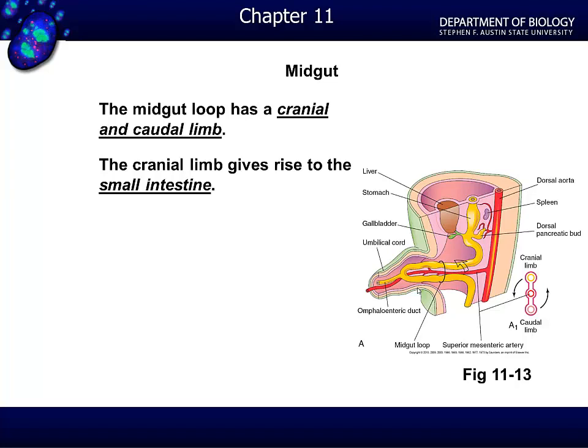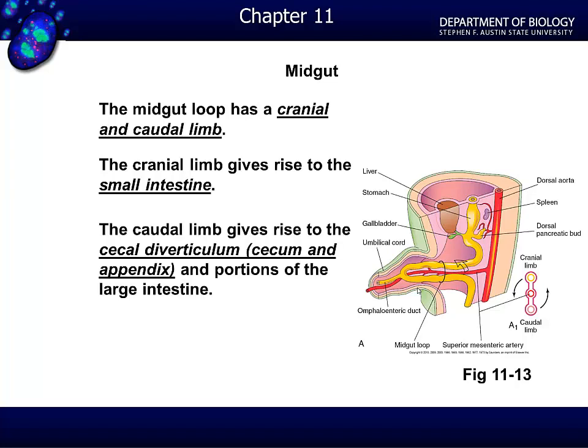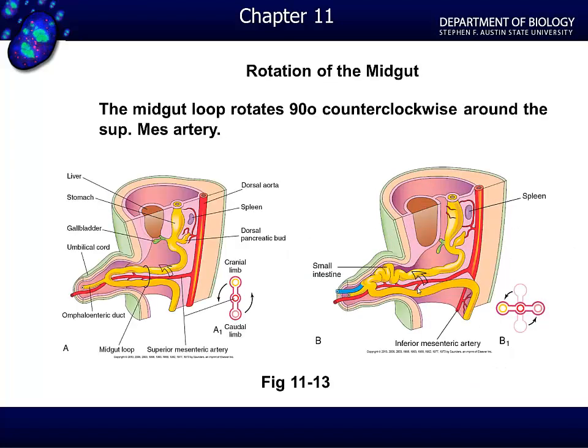The cranial portion is going to give rise to the bulk of the small intestine. And then when we get to the caudal limb, we're going to see that that is the cecal diverticulum portion. And when we say cecal diverticulum, the cecum and the vermiform appendix collectively are going to form from that. So we're out in our umbilical herniation.